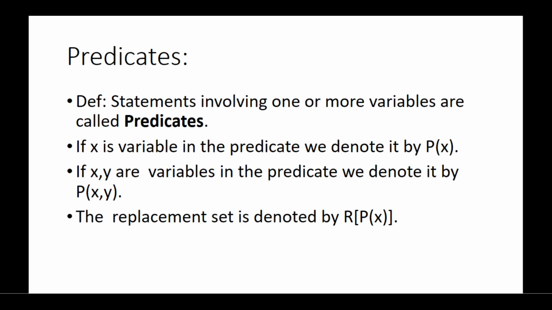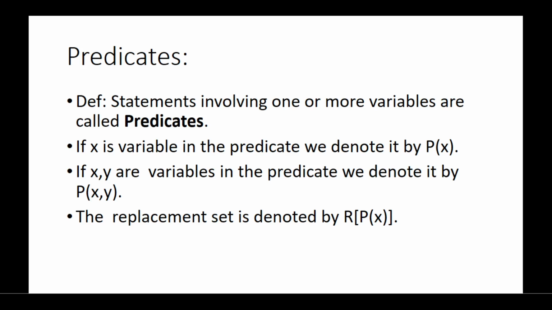If x is a variable in the predicate, we denote it by p of x. If x and y are variables in the predicate, we denote it by p of x comma y. The replacement set is denoted by r of p of x. It is very important. So statements involving one or more variables are called predicates.